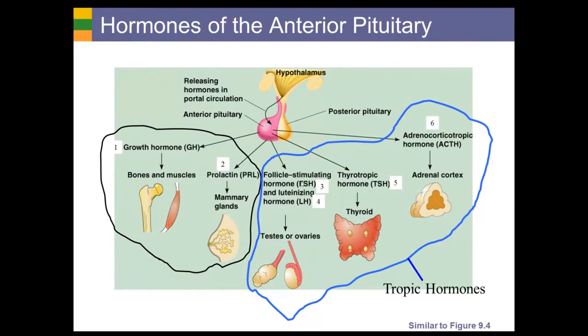You have FSH and LH, also called the gonadotropins, because they target the gonads, the testes and the ovaries. You have thyroid stimulating hormone, which we talked about, that targets the thyroid gland. You have adrenocorticotropic hormone, ACTH, which targets the adrenal cortex, which then releases its own hormones. So these are the 4 tropic hormones. We're going to start with these non-tropic hormones first.